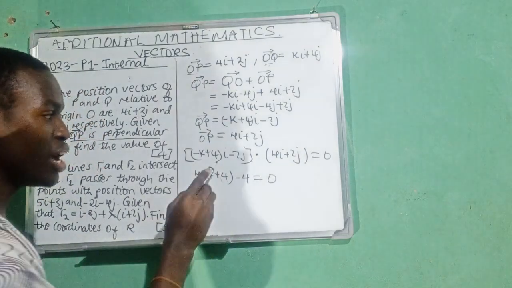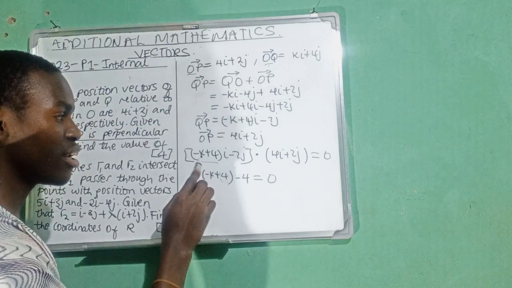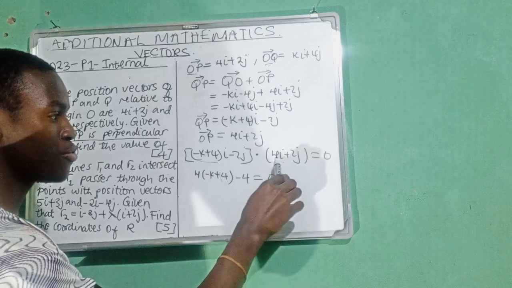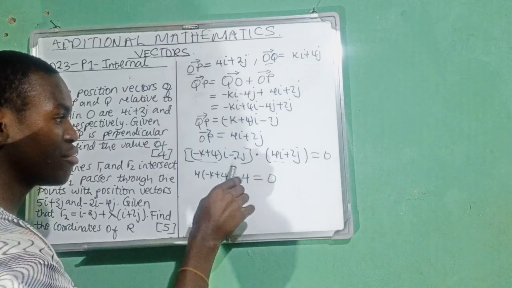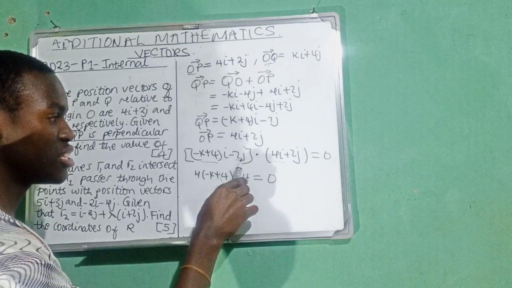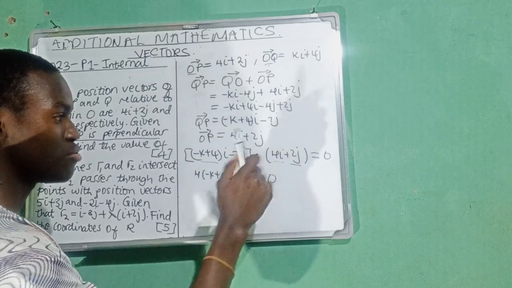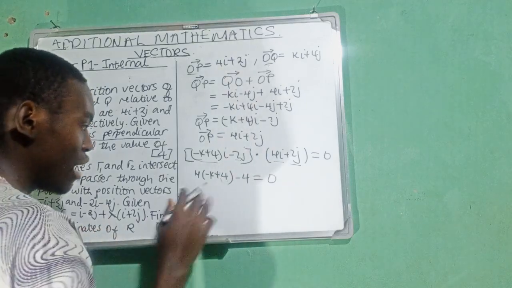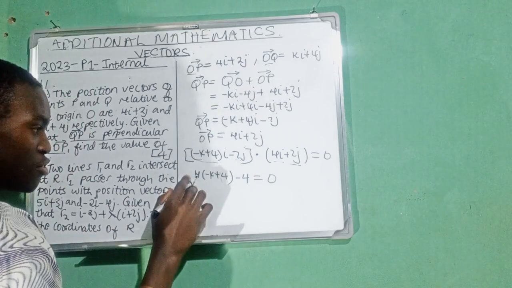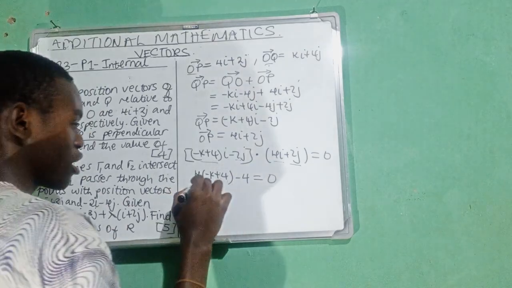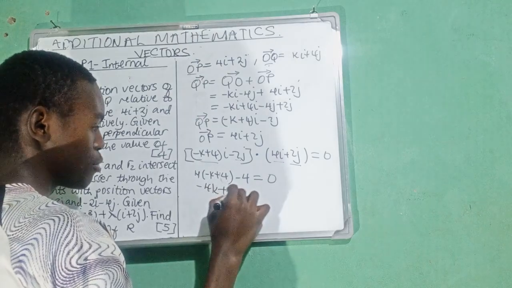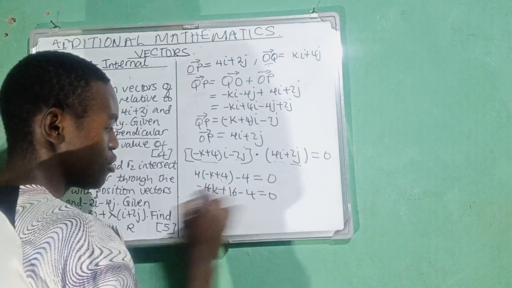Everything having i here is negative k plus 4, and here it is 4, so we multiply. Everything having j here is negative 2 and here it is positive 2, so I multiply them and have negative 4. Then we expand this bracket, distributing the 4: negative 4k plus 16, 4 times 4 is 16, minus 4 is equal to 0.